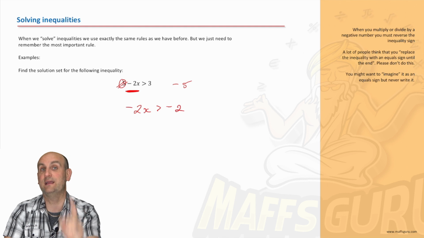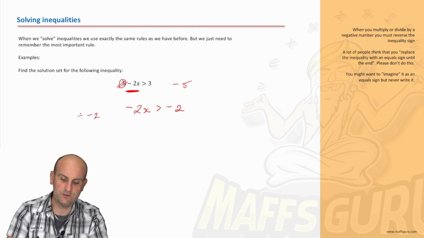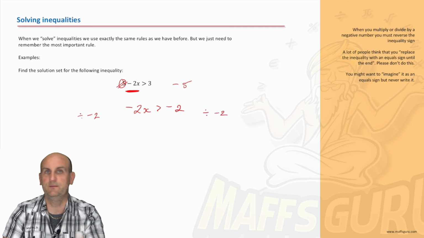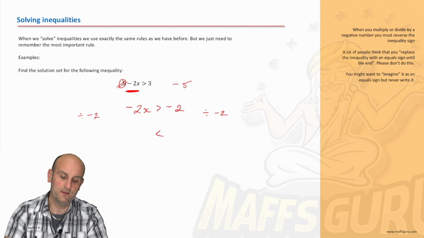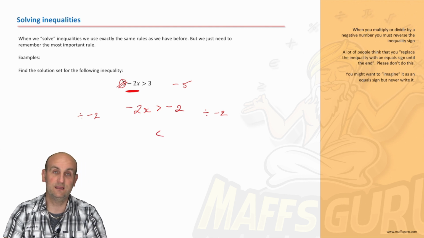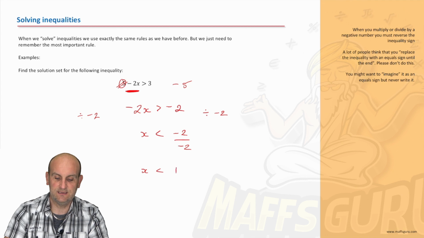All right, now I want to get the x on its own, and that means I'm going to divide both sides by -2. Hold on a moment, I've just divided by a negative number, which means what's the first thing I've got to do? I have to flip my inequality the other way around. Basically, that's the only thing. You do everything else in exactly the same way now. I have x is equal to -2 divided by -2, so x is less than 1.